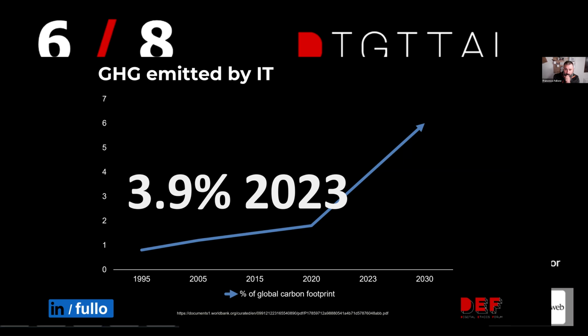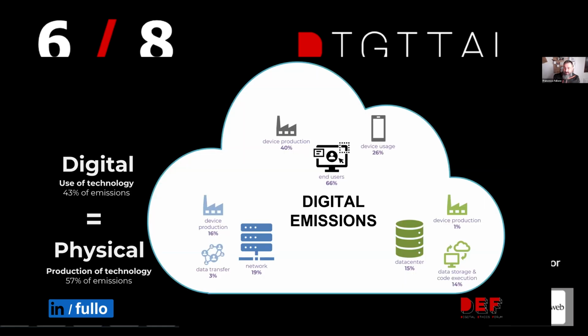When we talk about emission and when we talk about digital, we have to keep in mind that digital is not only immaterial, but is also physical. So 43% of the emission of the digital world came from the digital aspect, while 57% of the emission came from the physical aspect.